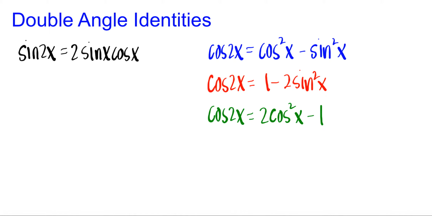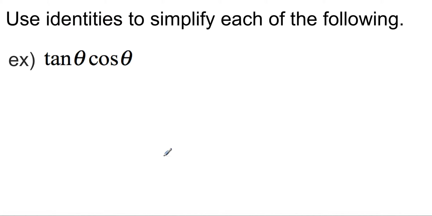And let's take a look at some examples. We're going to use identities to simplify each of the following. Here we have tangent theta times cosine theta. One of the key components is to start off by changing everything to sines and cosines. If you get stumped on something like this, try changing things to sines and cosines.